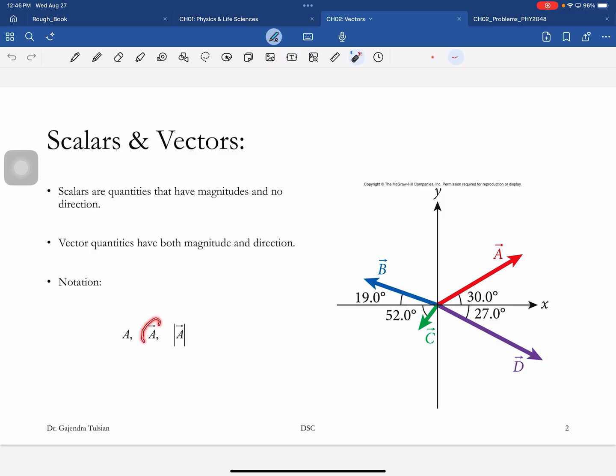Here's the notation for vectors. This tells you the magnitude of the vector, and this is also the magnitude of the vector. Or if it's bold, that's a vector. So here's a vector, here's a vector.